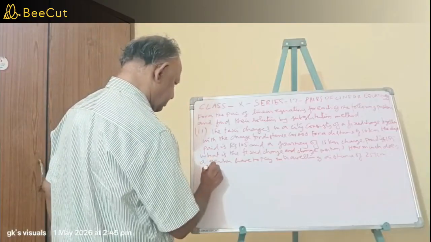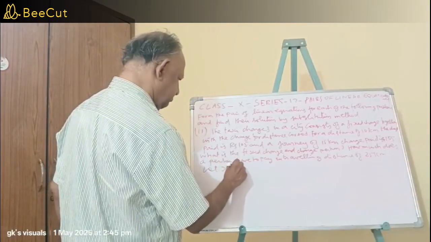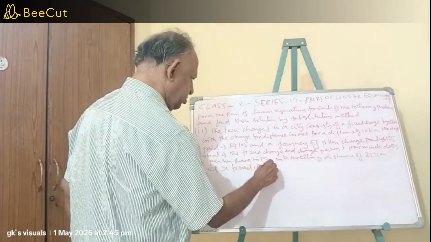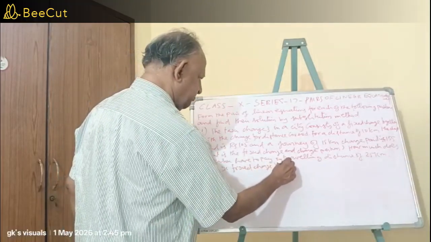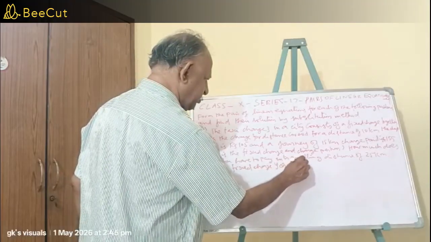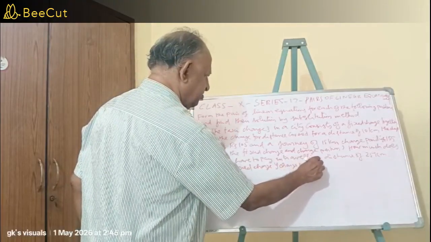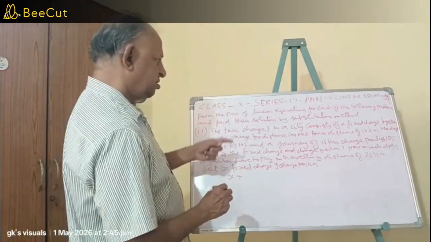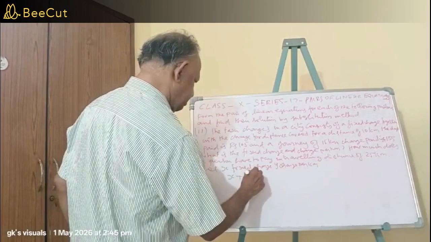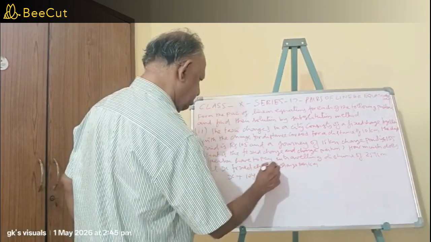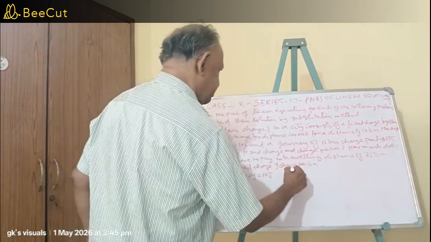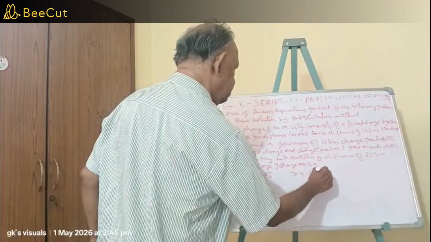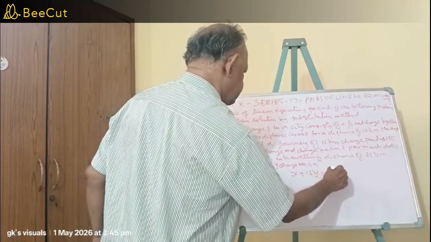Let x be the fixed charge, y the charge per kilometer. The first equation is x plus 10y is equal to 105. The second equation is x plus 15y is equal to 155.